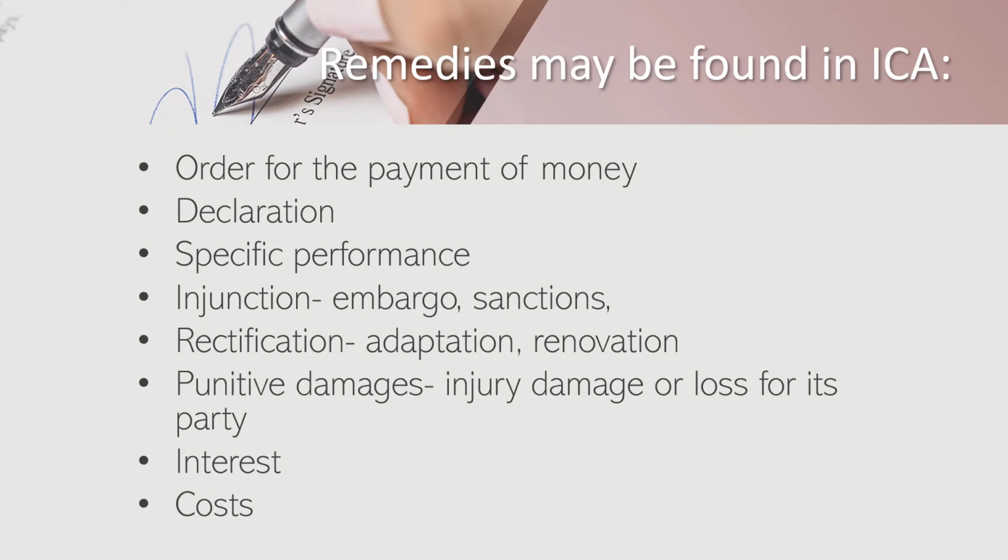So if there is some injury, damage, or loss to a party, whether it is criminal, or some violation of human rights, or damage to property, there must be a punitive remedy for that. Another remedy is interest, some percentage that must be added to the total sum of money that needs to be paid, and of course the cost of the damage that must be paid.